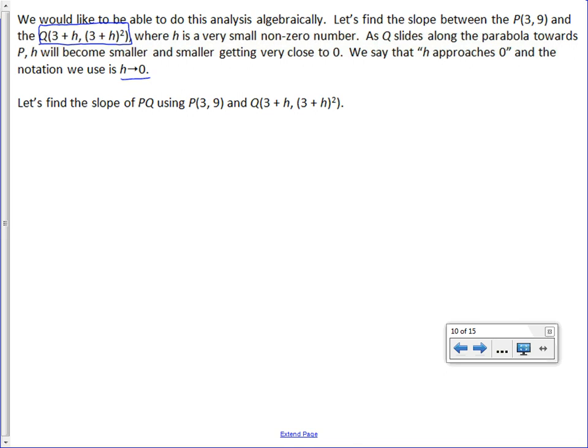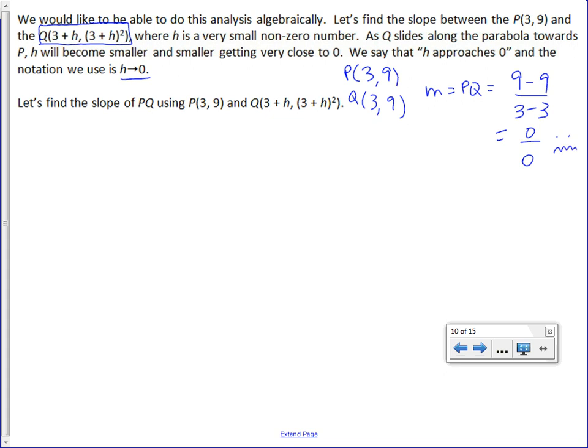We can never equal 0. Because if I decided that h equals 0, I'm basically finding the slope from 3,9 to 3,9. I can't, because that's what would happen if h equals 0. And then I'd have 9 minus 9 over 3 minus 3, which is 0 over 0. And we do this, and we're like, what's that?